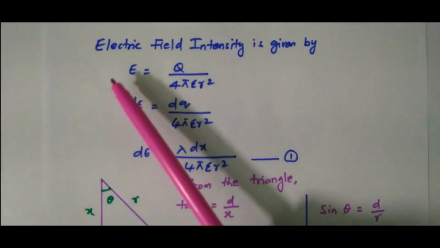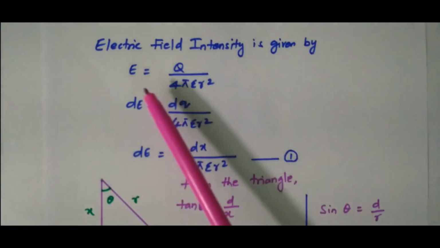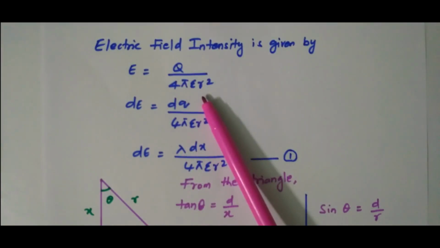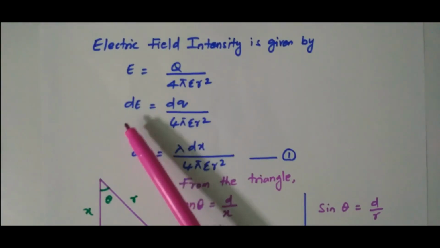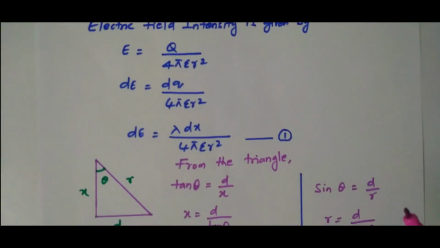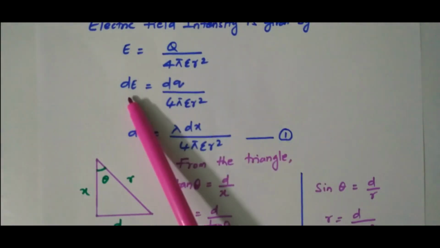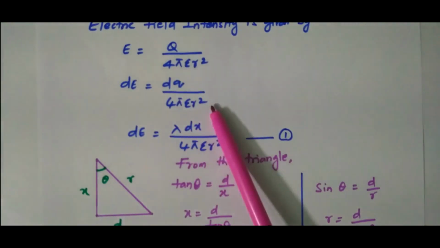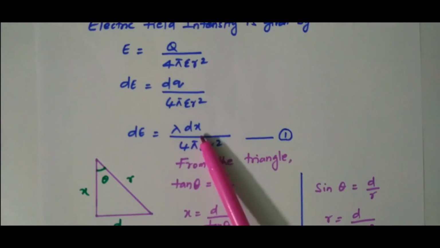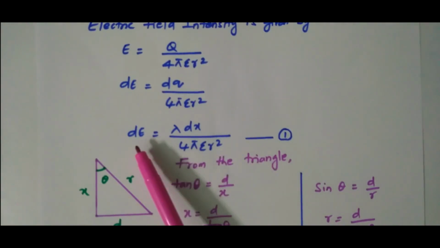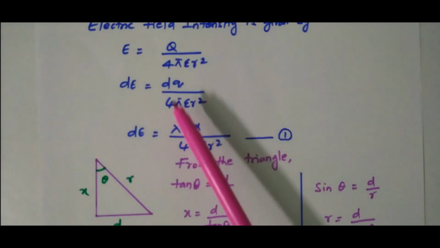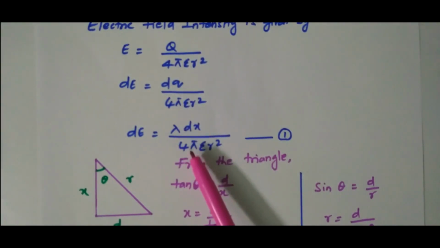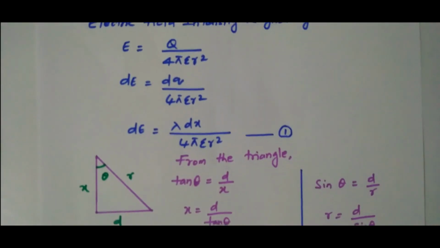Now we'll see the electric field intensity, right? The general formula we just discussed: E equals Q divided by 4 pi epsilon R square. That is the general formula for electric field intensity. We consider the small charge dq, so that the electric field intensity is also small, dE. Further we can go for integration, and at that time we will get the total electric field intensity. So E becomes dE, Q becomes dq, divided by 4 pi epsilon R square. But dq is given as lambda into dx in terms of linear charge density. So dE equals lambda dx divided by 4 pi epsilon R square, right? Take this as equation number 1.